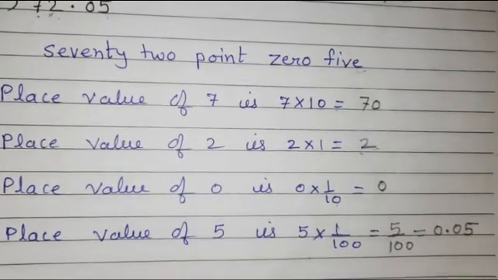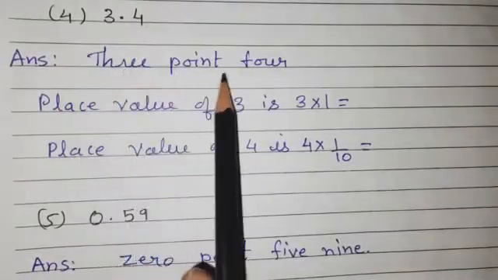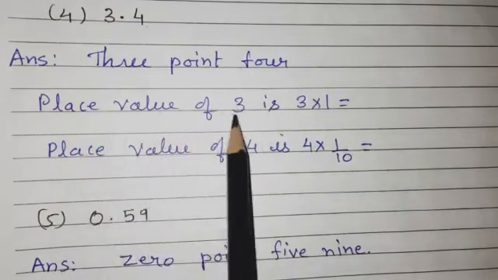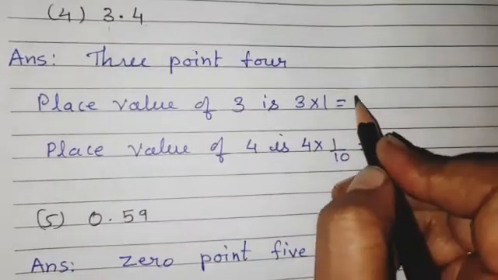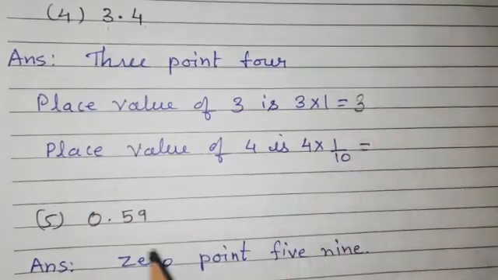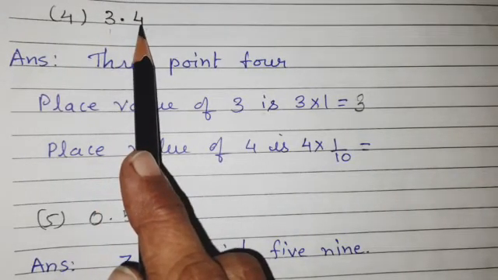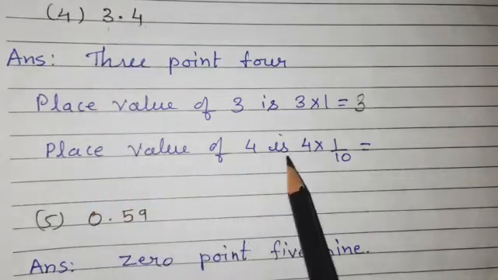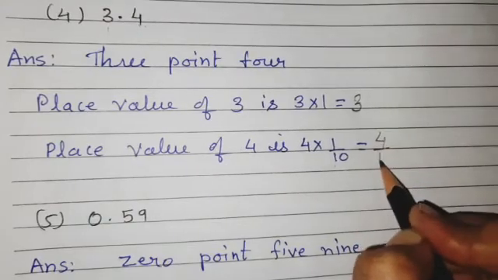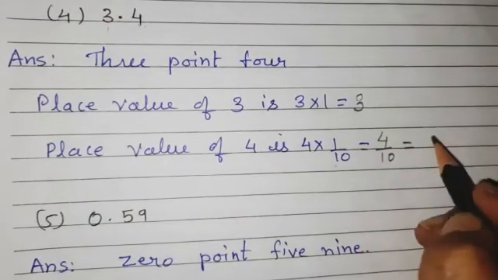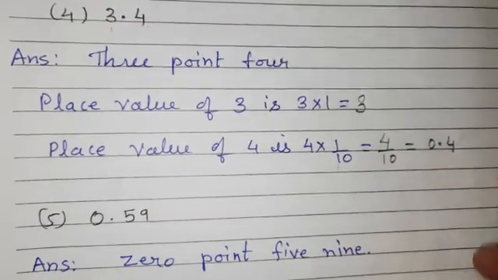Fourth one, 3.4. Write in words 3.4. Now place value of 3 is at unit place. So 3 into 1 is equal to 3. Place value of 3 is 3. Now after the decimal point the number is 4. So 4 is at tenths place. Place value of 4 is 4 multiplied by 1 upon 10, so it is equal to 4 upon 10, and 4 upon 10 we write as 0.4. So place value of 4 is 0.4.